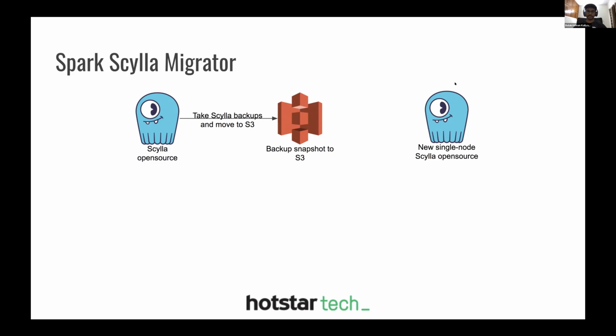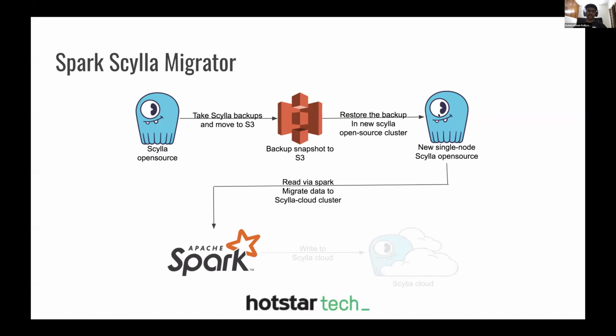And once the open source cluster is created, we just restore all the backups of all the nodes which we have pushed to the S3 into the new Scylla open source cluster. Once the new cluster is ready, up and running, and able to serve requests, we start running a Spark migrator code in your EMR or any of your Hadoop machines, and it just starts reading from your open source cluster and writes it to the Scylla Cloud.